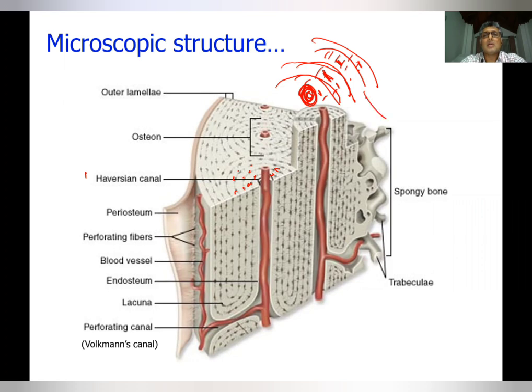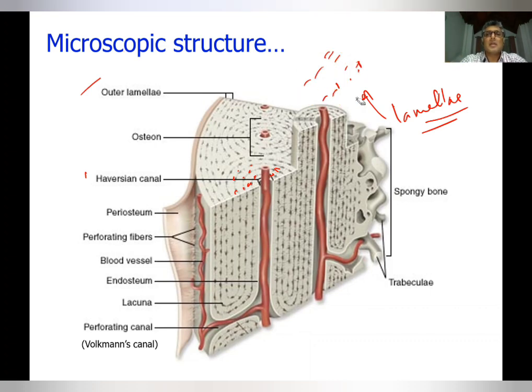Okay, and this bone tissue laid down concentrically around the Haversian canal is called lamellae. One is lamella, plural is lamellae. They are called bone lamellae. Now here, outer lamellae. So this is the arrangement in a bone.